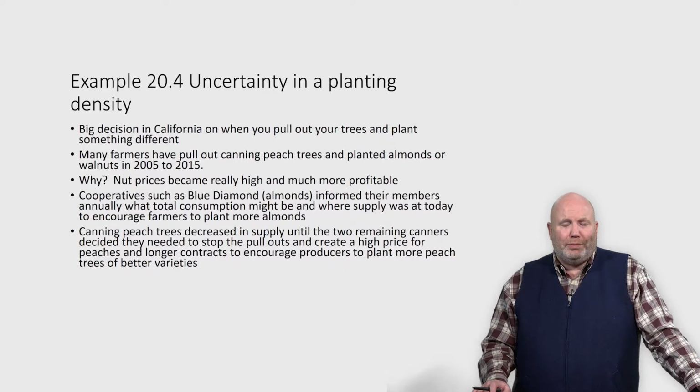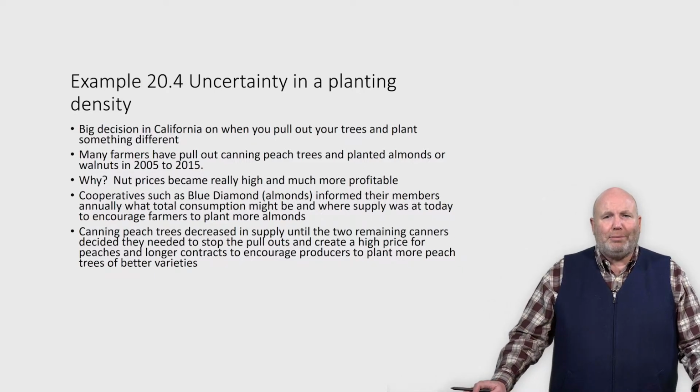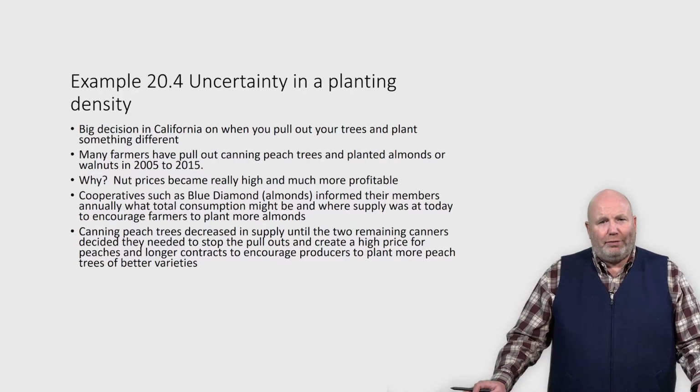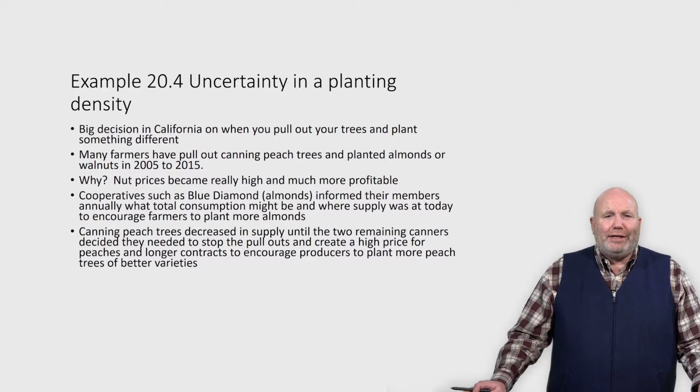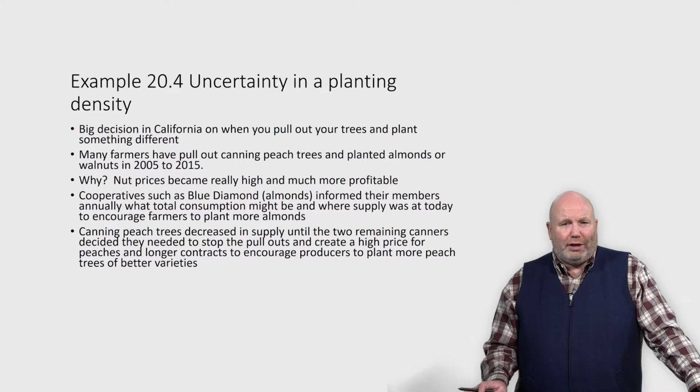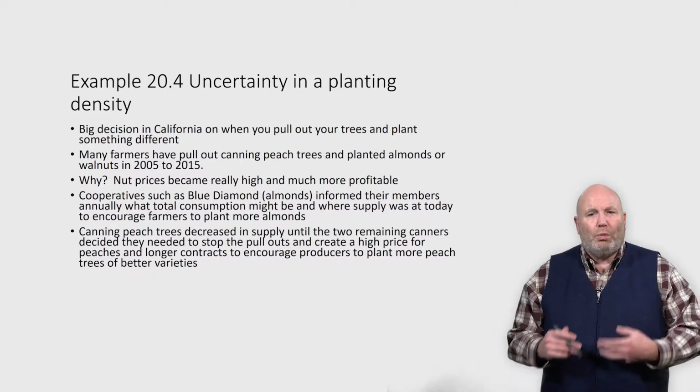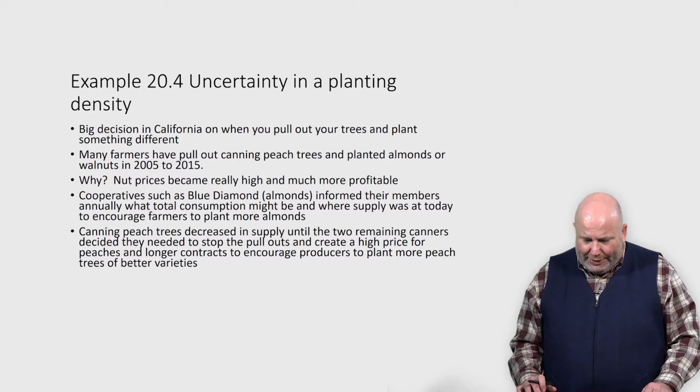Cooperatives such as Blue Diamond, which was the world's largest almond grower, told their members what total consumption might be and where supply was, and then encouraged farmers to plant more almonds, or almonds as they call them in California. Canning peach trees decreased because you can plant almonds or nut crops on the same acres you plant canning peaches. And finally, we were left with 2 remaining canners in California, and they said, look, if we want to keep our canning factories open, we've got to stop the pullouts and create a high price for several years, and we have to give growers longer contracts to encourage them to plant more peach trees with better varieties to stop that downturn, if you will, in the pullouts.